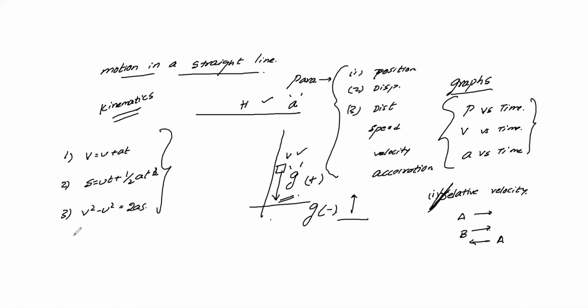Apart from these three equations, there is one more, the fourth one: Sn is equal to U plus A by 2 into (2n minus 1), to find the nth second distance. This one is purely different. These derivations are important. In the derivation, there are three methods: the direct method, the calculus method, and the graphical method.